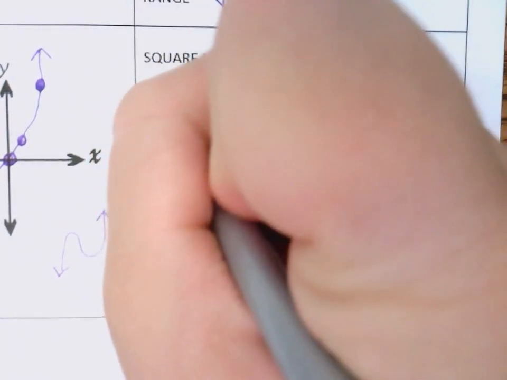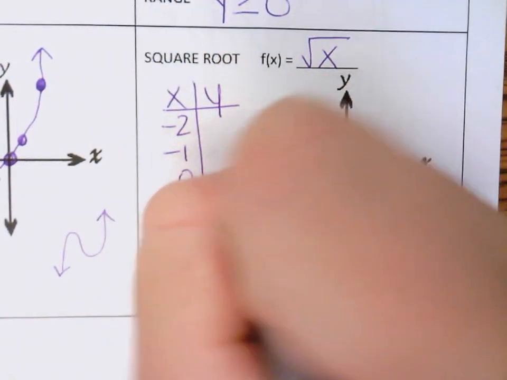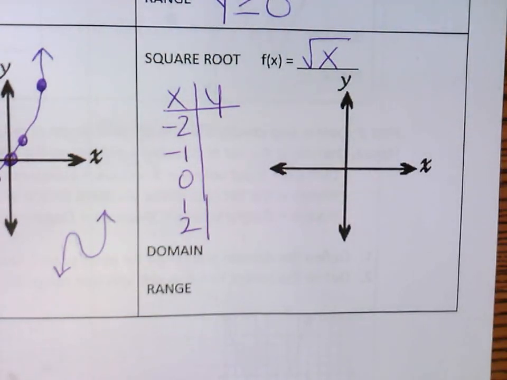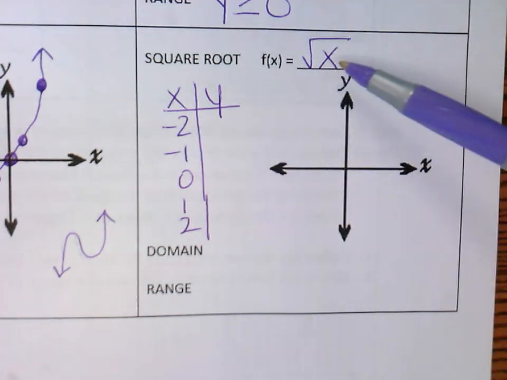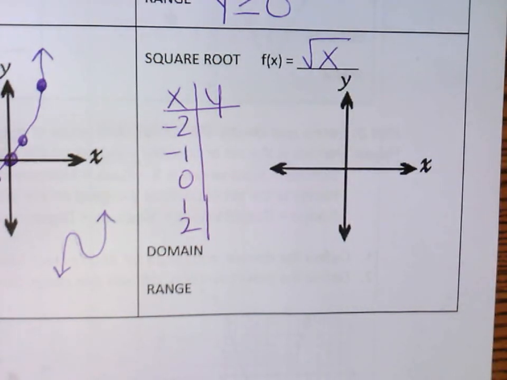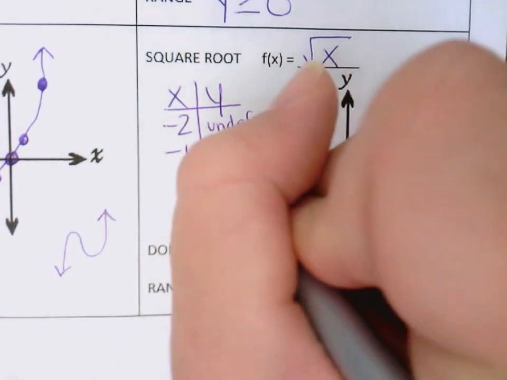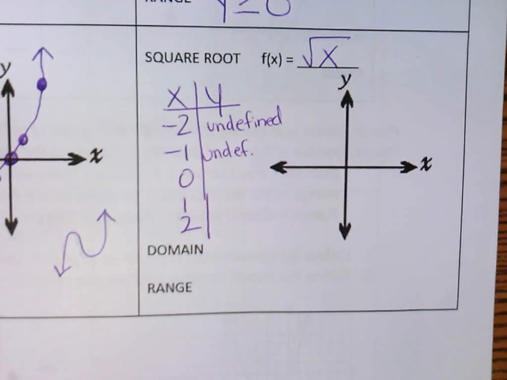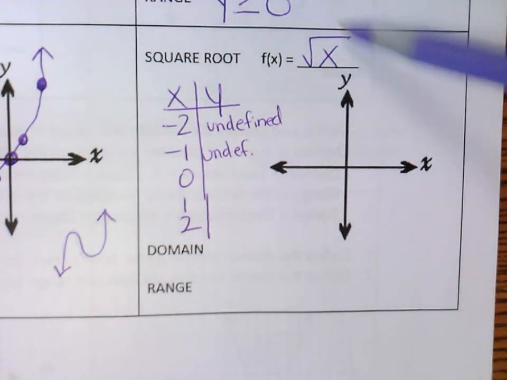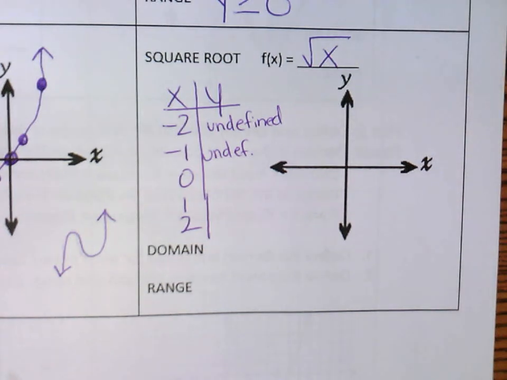So -2, -1, 0, 1, and 2, if I keep those points around the origin, what happens when I plug in -2? Error or undefined, right? So undefined at -2, undefined at -1, because I can't take the square root of a negative number, because a square root is asking you what number times itself will get you back to what you started with. Two numbers being multiplied will always be positive, not negative.